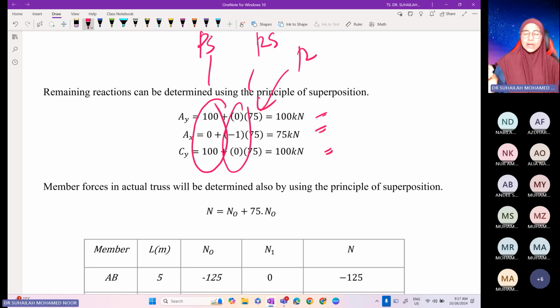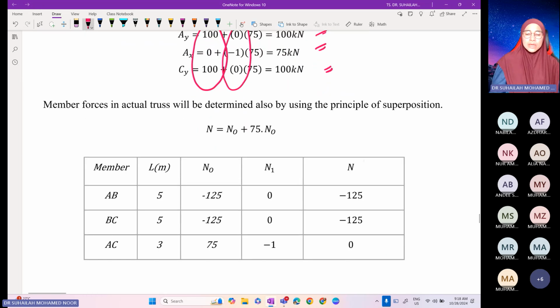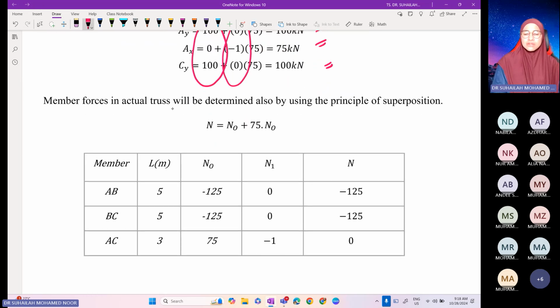Okay, that's why kalau soalan-soalan truss biasanya dia akan tanya member force. So for member forces in actual truss, kita kan ada N. Ni actual truss, N0 primary truss, and N1 redundant truss. N0 primary truss dah kira tadi negative 125 dengan 75. Okay, N1 tadi 0, 0 dan negative 1. Sudah ada N0 dan N1.